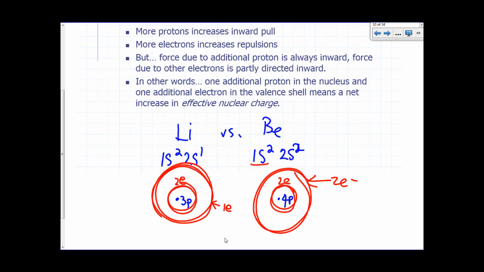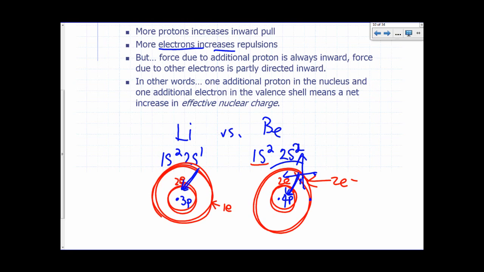So you would expect that the inward pull due to the protons will get stronger as you go from left to right. But there will also be more electron repulsion. Here you have an extra electron in the second shell that would repel that other electron. So that counteracts the effect of the 4 protons. Okay? But if you look at the direction of the force, the force due to the nucleus is always directed inward, whereas the force due to the other electron is not always directed inward. Okay, so if you have an electron here and an electron there, the repulsion would tend to push it outward. But if the other electron happens to be here, it could push it a little inward.